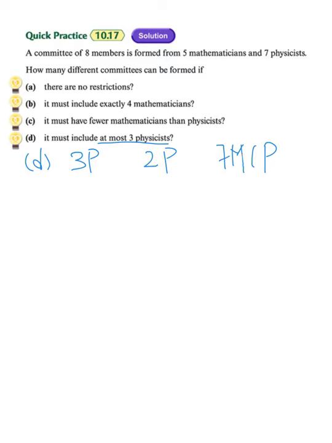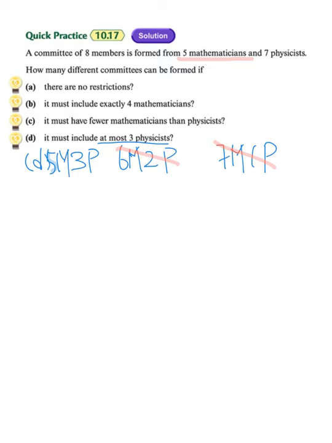and we need 6M for 2P, but actually we don't have that many mathematicians, so these cannot happen. The only thing that can happen is, oops, sorry, the only thing that can happen is this 5M, 3P.